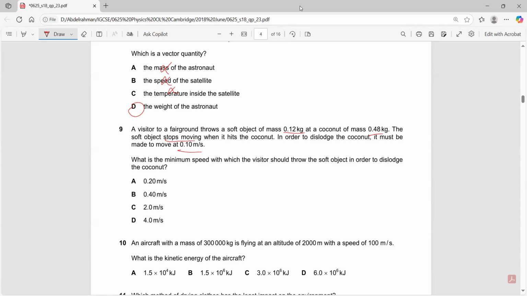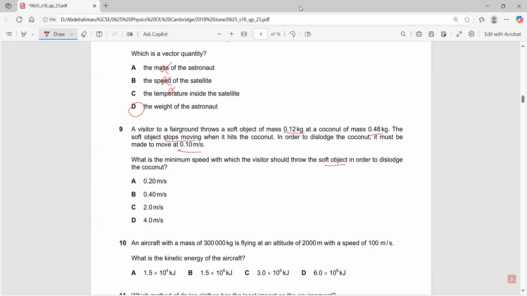So in order for the coconut to move, it must move at the speed of 0.1 meters per second. What is the minimum speed with which the visitor threw the soft object at the coconut? This question might be a bit confusing, but let's solve it and try to simplify it.